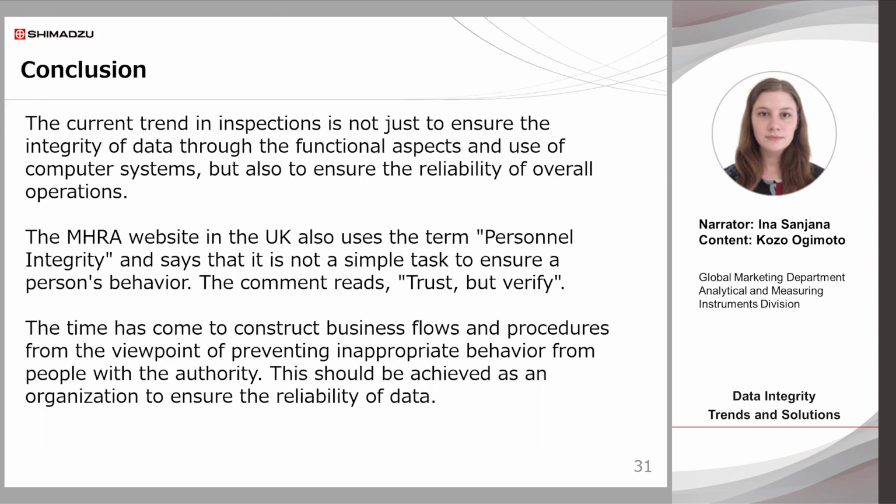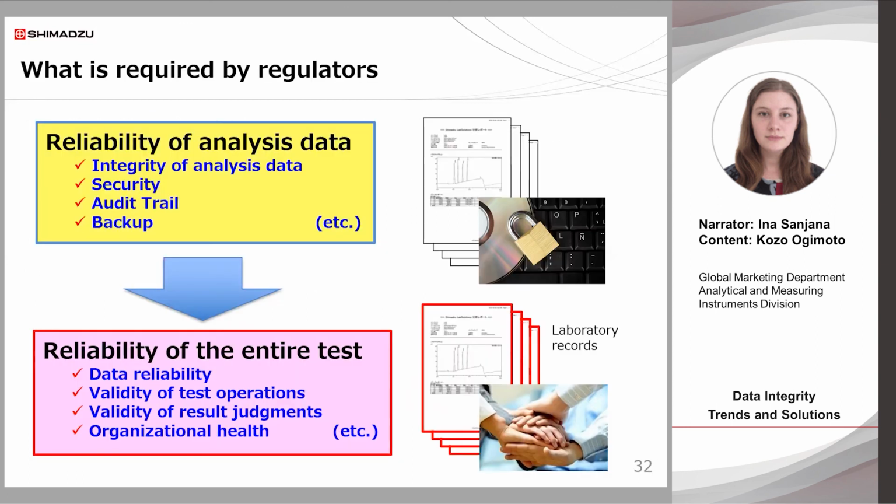Without access permissions, you can't manipulate systems and data, but the focus is on how to stop the malicious actions of people with legitimate authority and how to ensure reliability as a whole organization. We need to build business flows and procedures based on these factors. This final slide summarizes what is required by regulators in terms of data integrity. First, we need to ensure the reliability of the data itself. This includes protecting and securing data, providing an audit trail, and backing up. These are Part 11 and Annex 11 requirements.